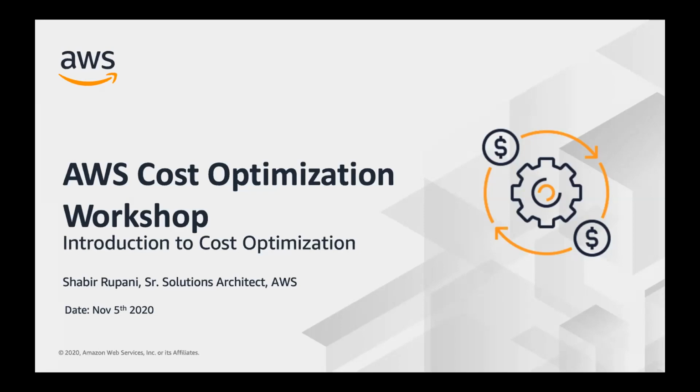Good morning, everybody. My name is Shabir Rupani. I'm a senior solutions architect with AWS, and I work in the APN program. It stands for AWS Partner Network, and Stratus10 is one of our advanced partners, and they're part of the APN network. And in this workshop today, we'll talk about cost optimization.